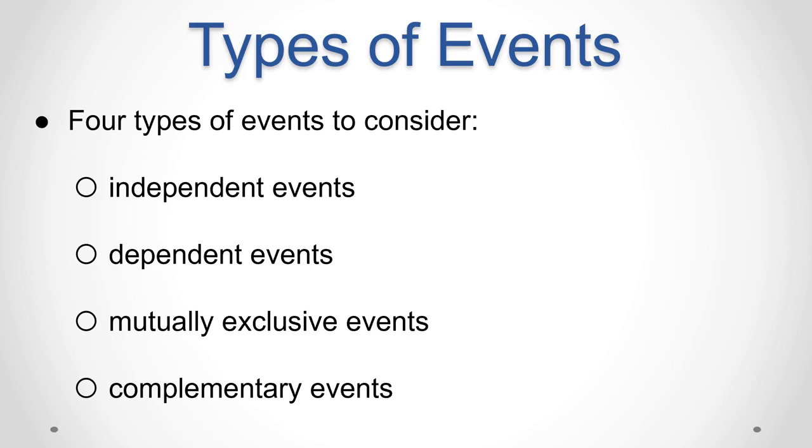Before we talk about different types of events, let's define what is an event. An event is a subset of outcomes from the sample space. In an experiment, an event is the result that we are interested in. The probability of an event A is written as P open parentheses A close parentheses.